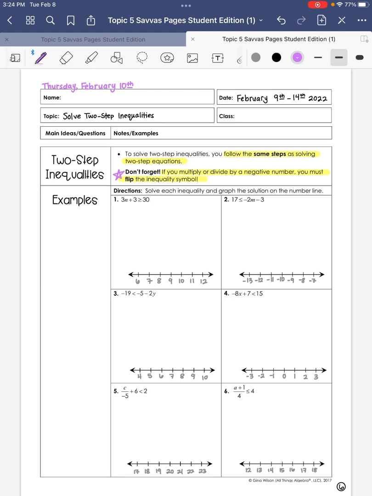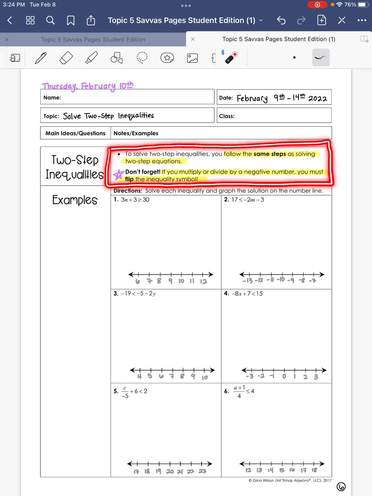Hey y'all, today is Thursday, February 10th, and we are going over solving two-step inequalities. So I first want to bring your attention to this box right here. I've highlighted some important information.